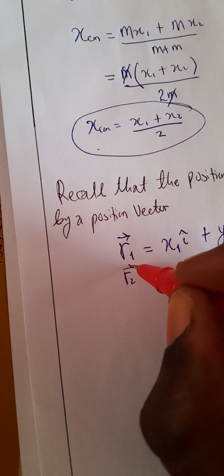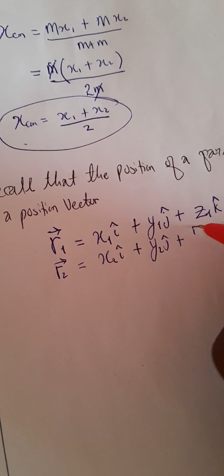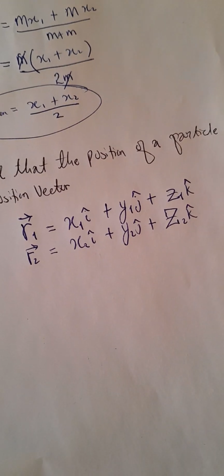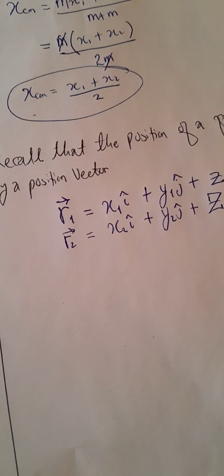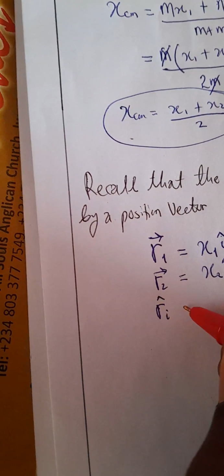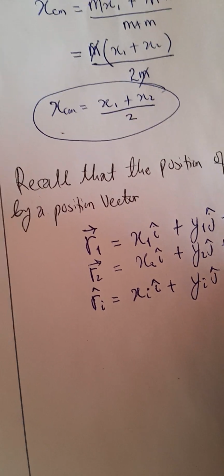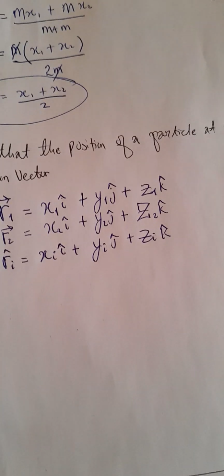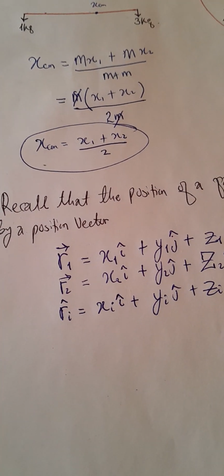So if we have r2, it applies x2 i cap, y2 j cap, z2 k cap. Remember that r1, r2 is the distance from the center of origin to where the particle is. So if we have multiple particles, we can have multiple displacements. I'm just going to give a general formula: ri equals xi i cap plus yi j cap plus zi k cap. If I have up to 5 particles, I just put 5 here, 5 here, 5 here. You understand?